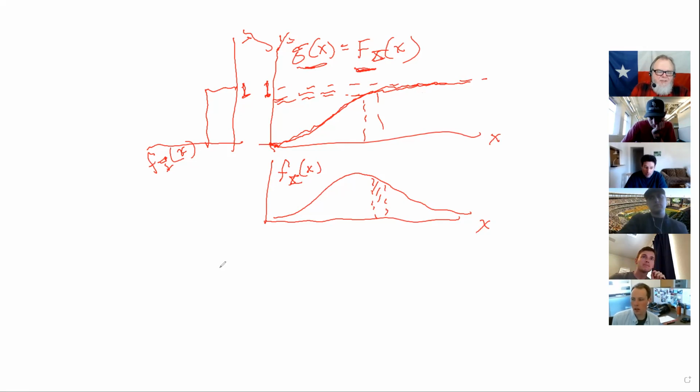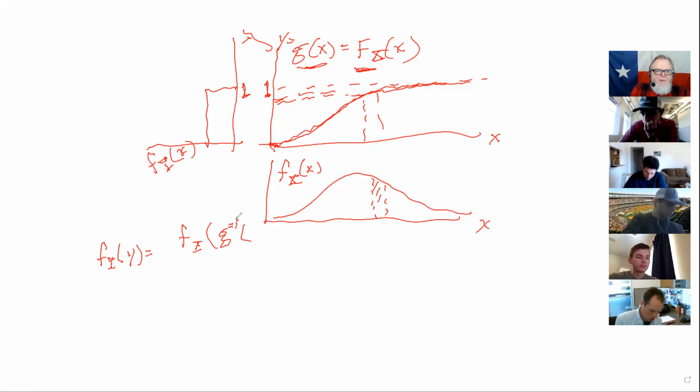Okay, nobody got it. Okay, so let's look at the transformation. I think that f sub y of y is equal to f sub x. This is the first formula that we derived, of g inverse of y divided by the derivative of the inverse with respect to y. Is that right?